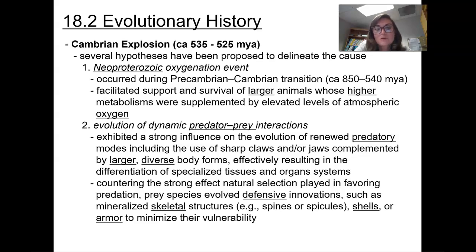Things like this include mineralized skeletal structures, so we start to see things like spines and spicules that help with protection of these animals. We start to see shells coming about. Of course, that helps with protection, and armor to minimize their vulnerability to these predators.